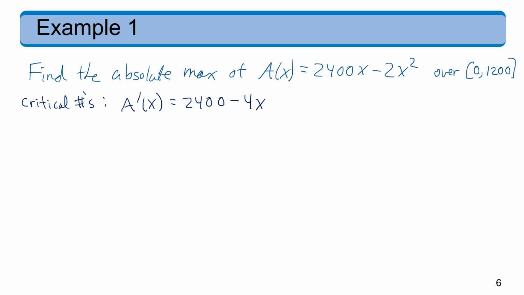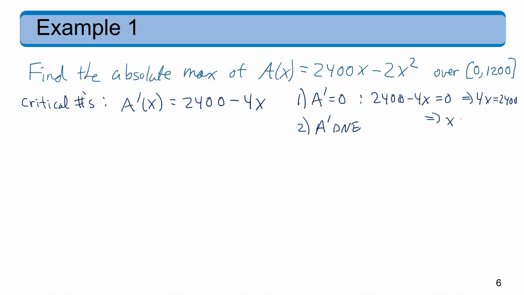There are two ways we can get critical numbers. One is the values that make the derivative 0. The other is the values that make A prime undefined. Let's start by setting A prime equal to 0. Just copy here the formula we found for A prime, set it to 0. When we solve this for x, we first get 4x equals 2,400, and then dividing by 4, we get x equals 600. So that's a critical number.